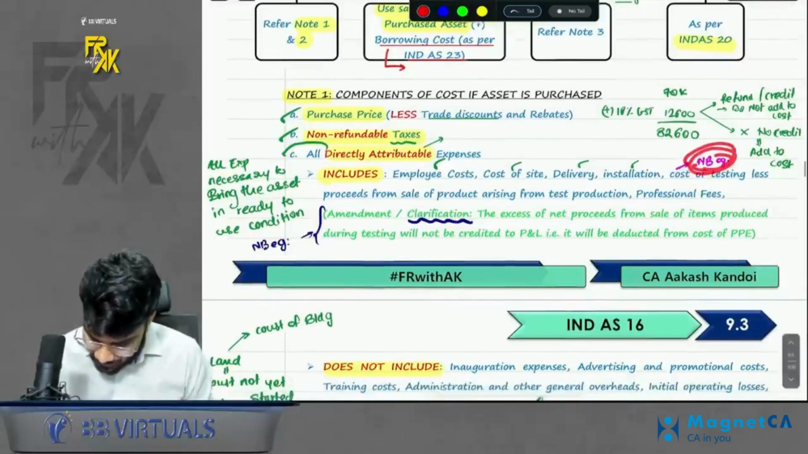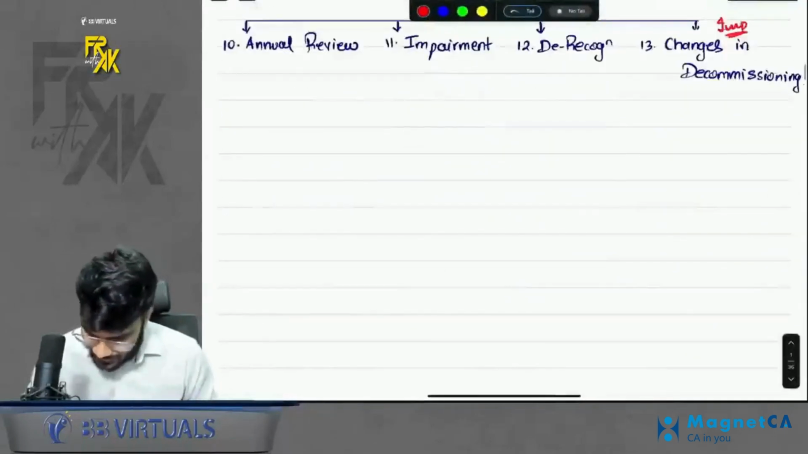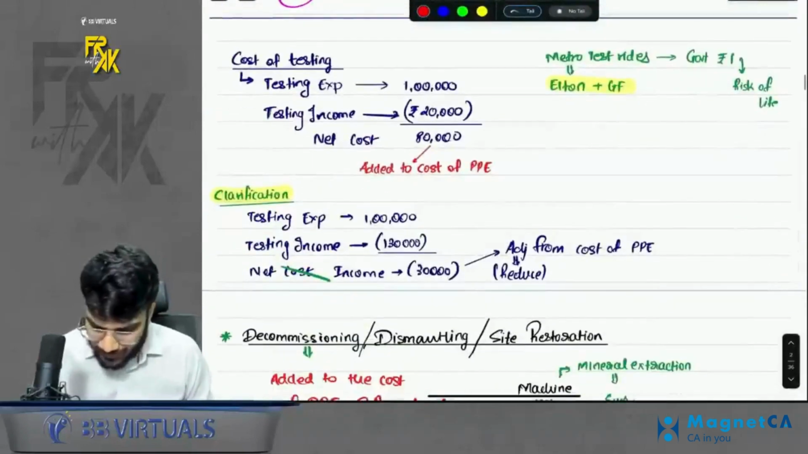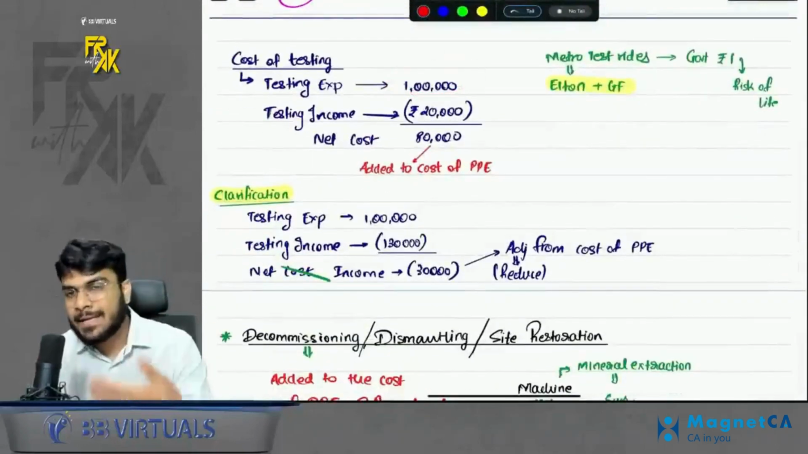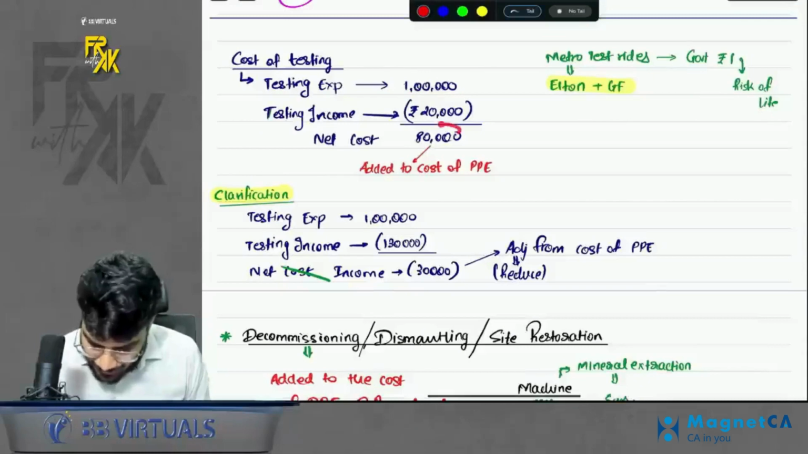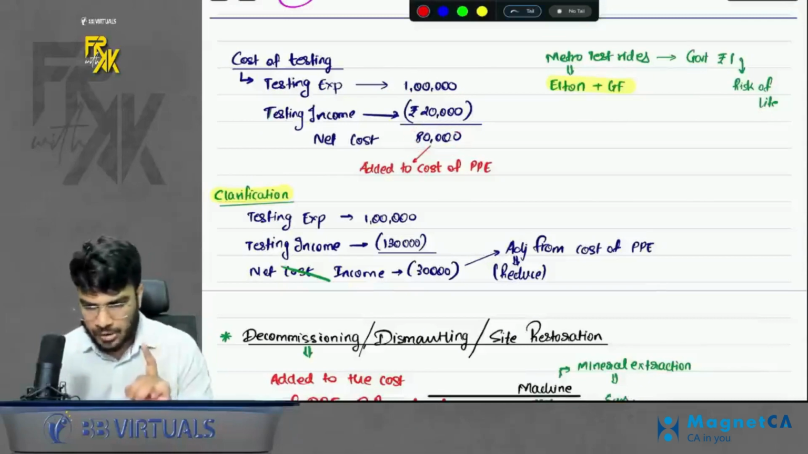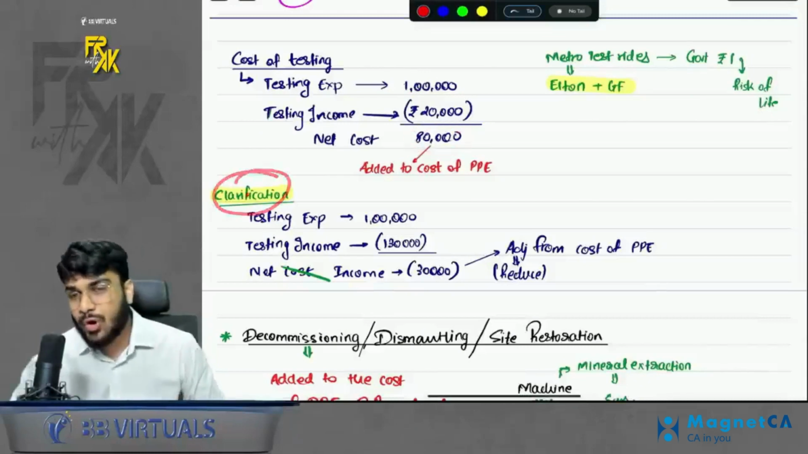Now there was some example also which was discussed for testing. Let's see the example now. While testing, you might generate some miscellaneous income also. So you will capitalize only the net cost of testing. First point. Second, one clarification was also introduced.